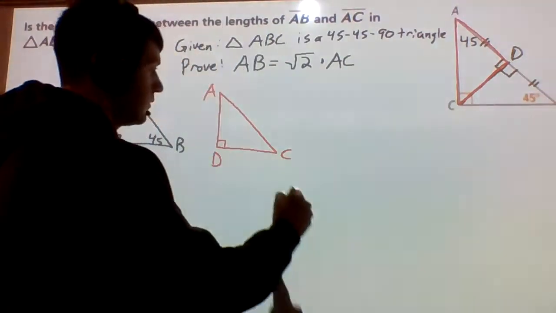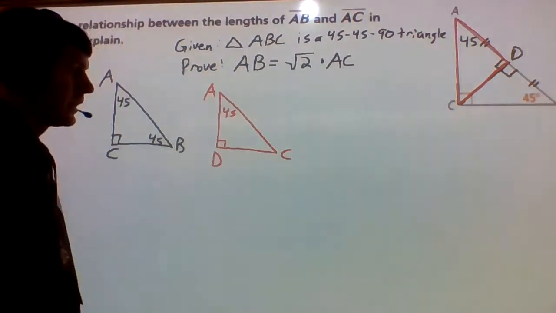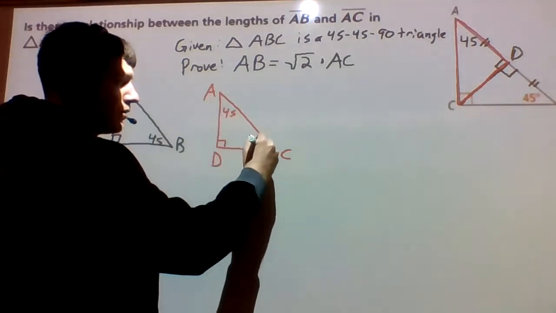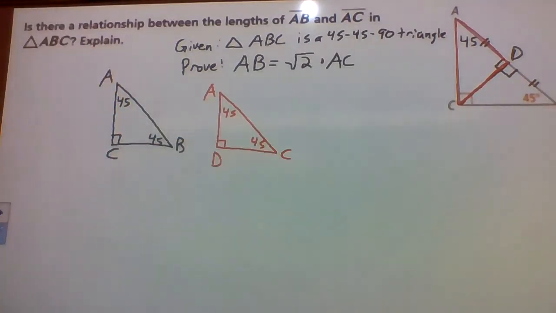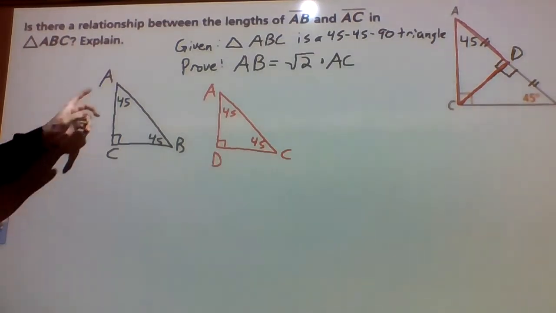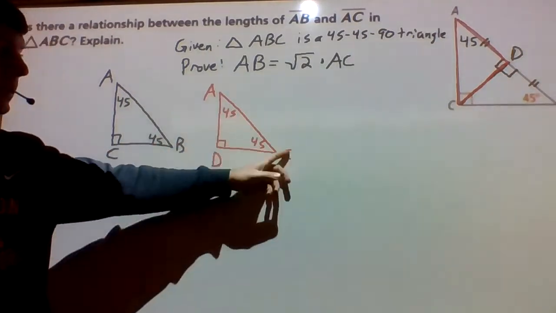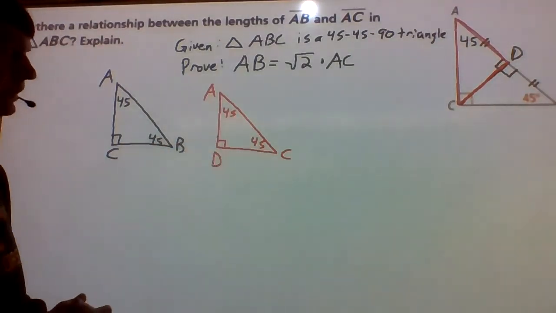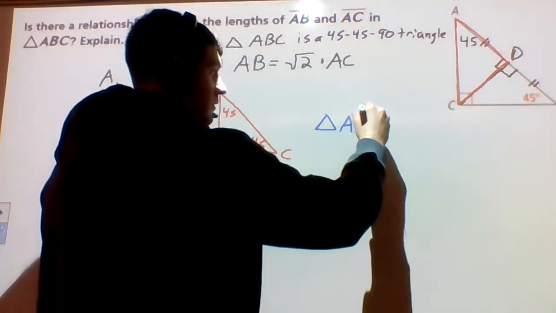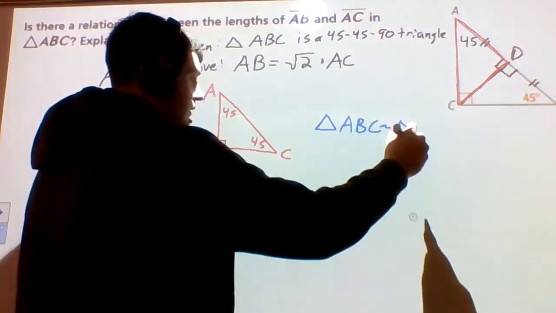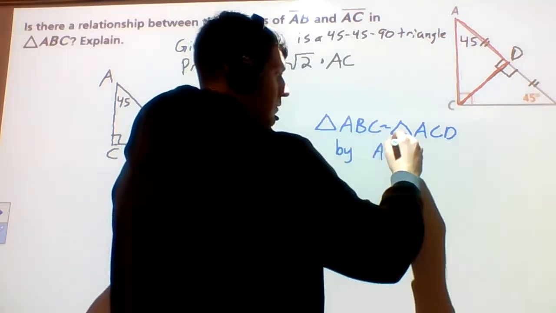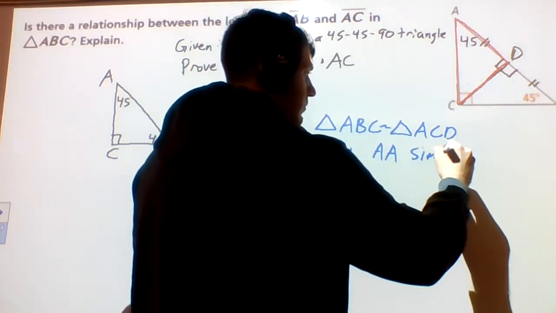We know angle A is 45 degrees. And again, three angles of a triangle, 180 minus 90 minus 45 gives us 45. But we didn't need all three angles. We only need two pairs of angles to show that the triangles are similar. So we can say that triangle ABC is similar to triangle ACD by angle-angle similarity.